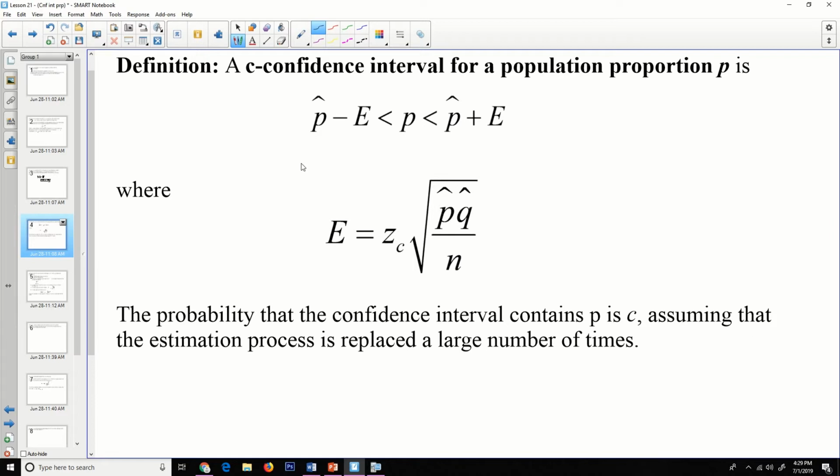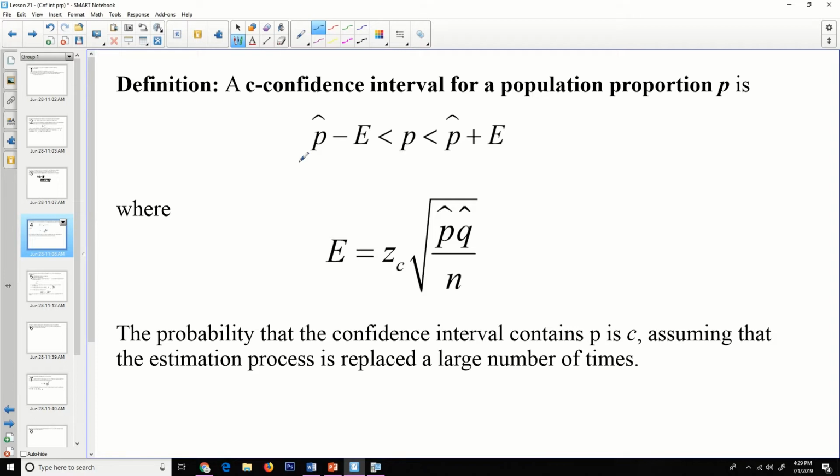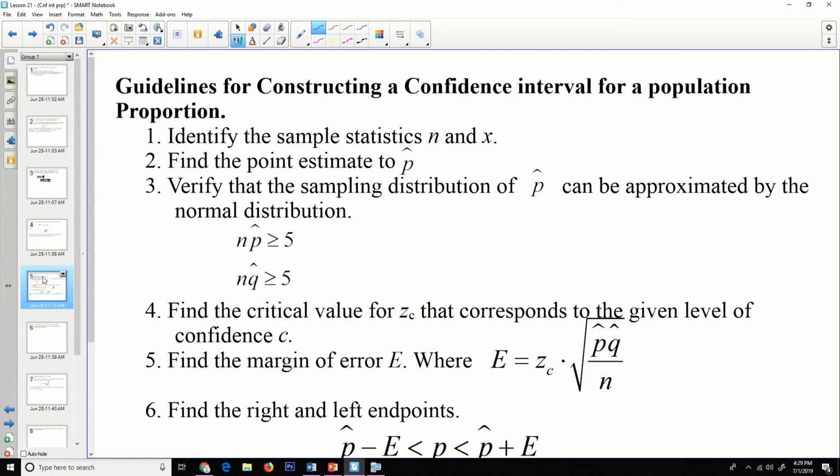And again, you might see something similar to this earlier on when we're talking about probability of success and failure. All right, so the probability that the confidence interval contains P is C, and whatever C confidence level is, 90%, 95%, 99%, depending on what they ask, assuming that the estimation process is repeated a large number of times.